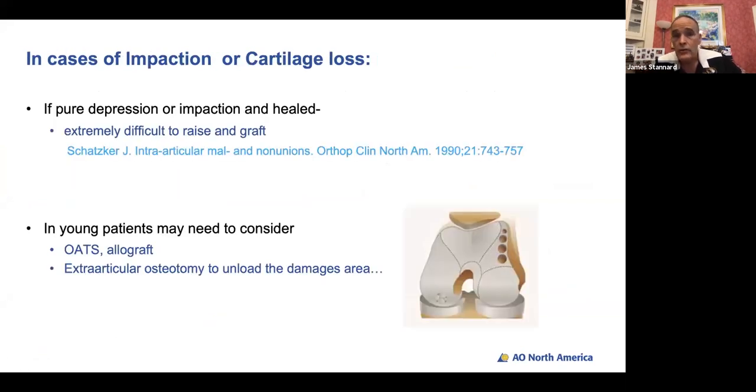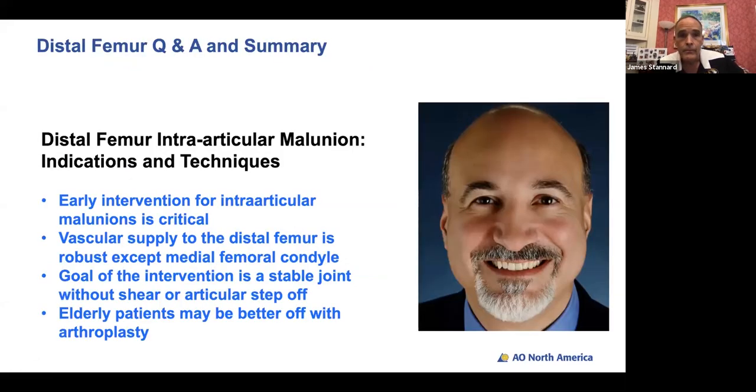In the cases of impaction or cartilage loss, if it's pure depression or impaction and healed, it's extremely difficult to raise that and graft it and have that cartilage survive. In young patients, you may need to either do a large allograft or an Oates procedure like what you see here. An extra-articular osteotomy is necessary in order to unload the damaged area.